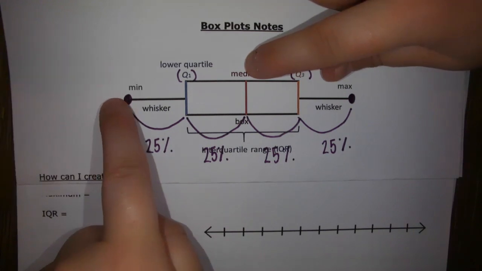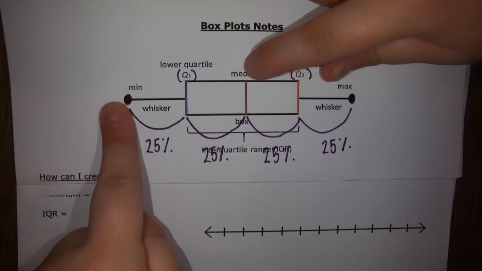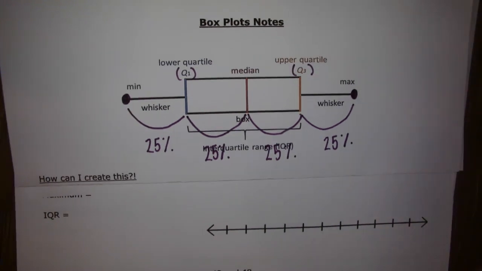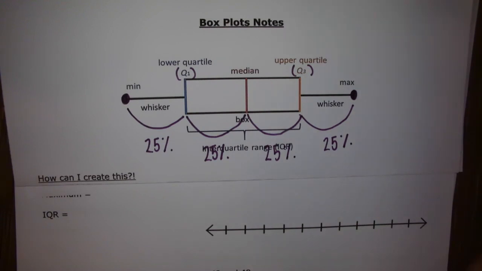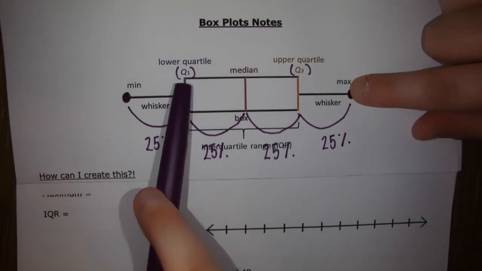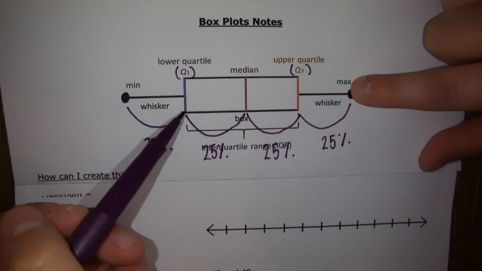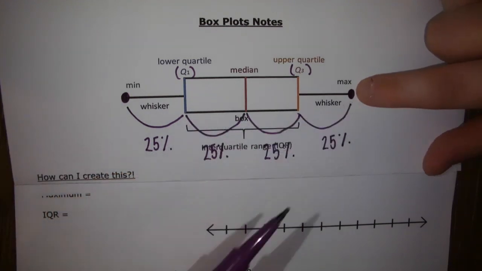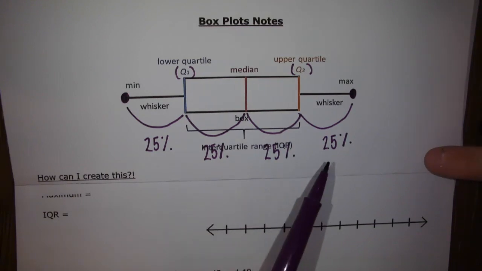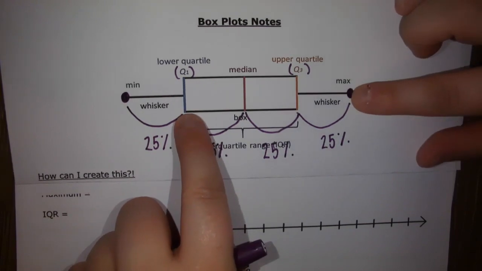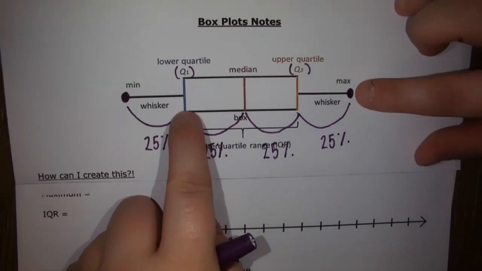So in between the minimum and the median, 50% of your data is housed. Another question that you could be asked: what percent of your data is contained between the lower quartile and your maximum? Well, I have to start at my lower quartile and count the number of sections between my lower quartile and my maximum. And I have to make 1, 2, 3 25% hops. 3 25% equal 75%. So 75% of my data is between the lower quartile and the maximum.